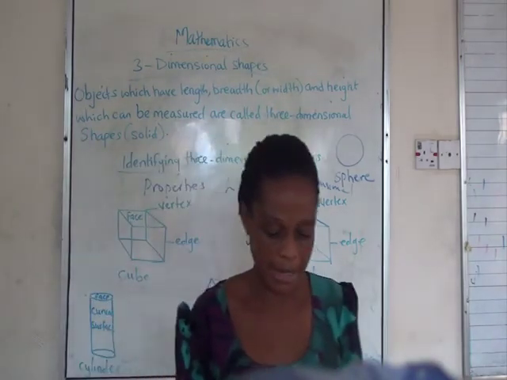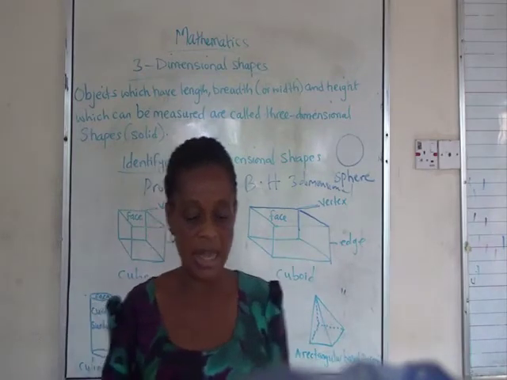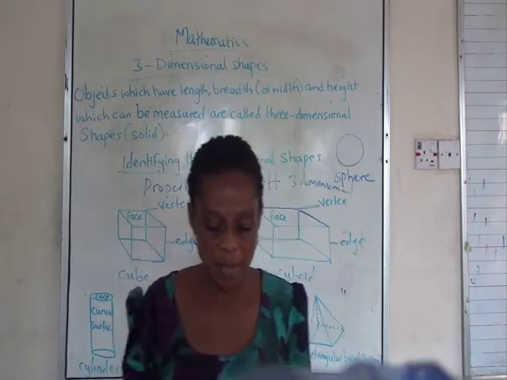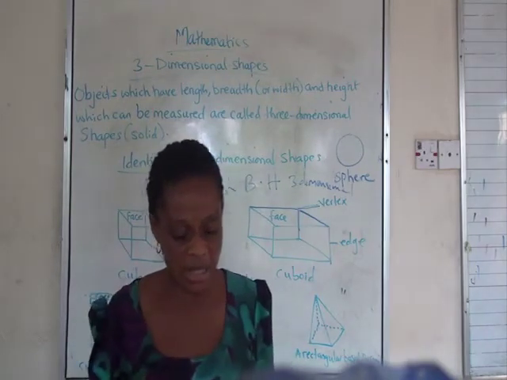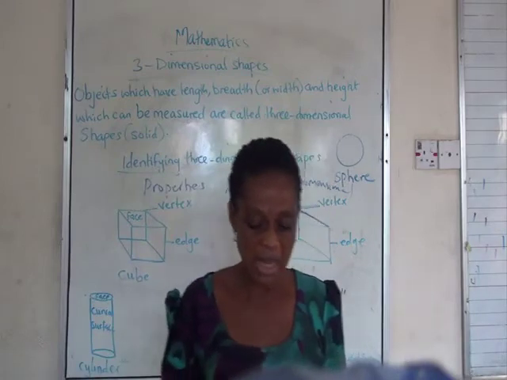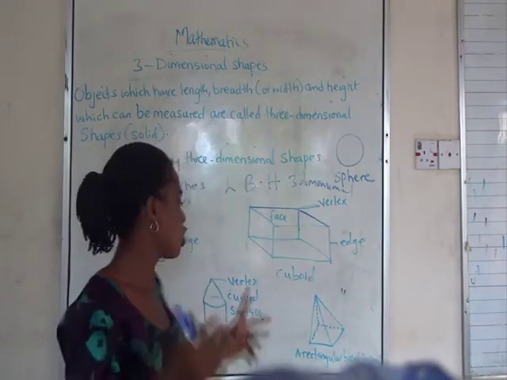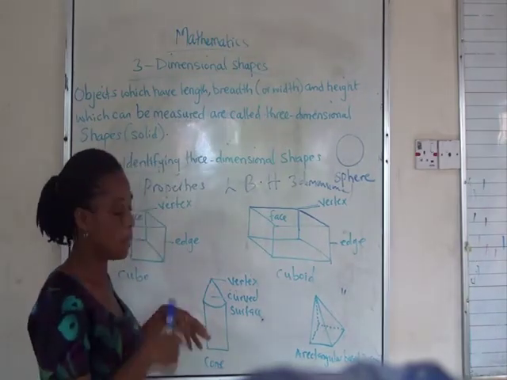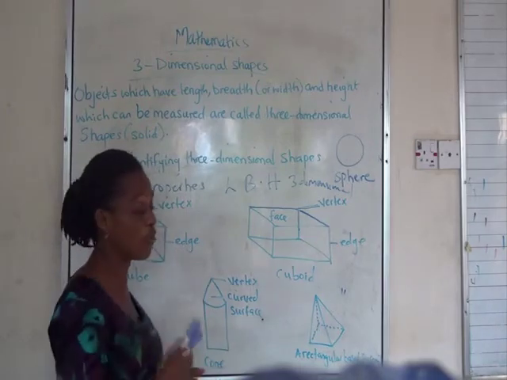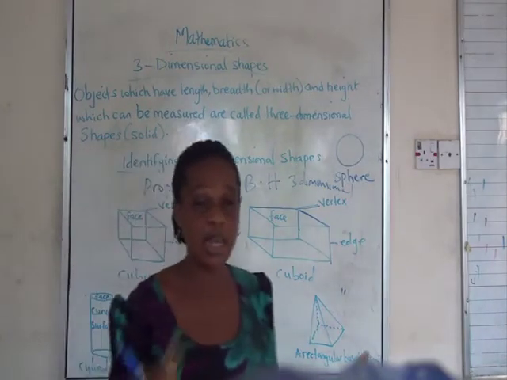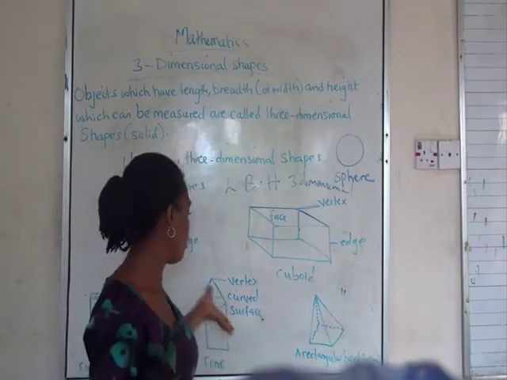Don't forget, we also talked about the cylinder. I said your tin of milk that you drink is a cylinder and it's a 3-dimensional shape. It has flat faces, it has a curved face, it has circular edges, and it has no vertices. I also mentioned the crayon and your pencil as examples of a cone. The heap of gari, the heap of rice is also an example of a cone.